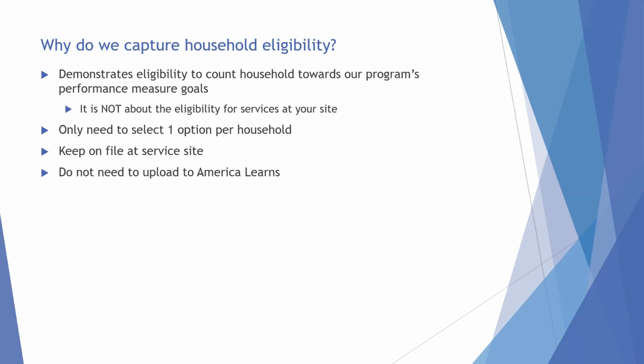There's several options that you can choose from, and I'll share with you in just a couple of seconds what those are. You're only going to need to pick one option per household. That option should be on file at your service site. You're not going to upload it to AmericaLearns, so you're not going to share it with us, because they do capture confidential information, but you need to make sure that the form or document is on file at your site.